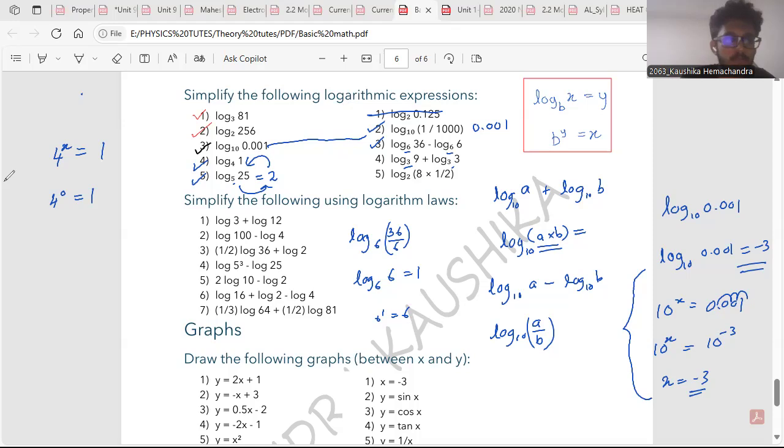Yes, it's log 9 plus 3, right? Log 9 into 3. That's, sorry, log 3, 9 into 3, that's log 3, 27. So it's log 3, 3 to the power, 3 into 3 is 9, and into another 3 is 27. So 3 to the power 3 is 27. So it should be 3. The last one also?